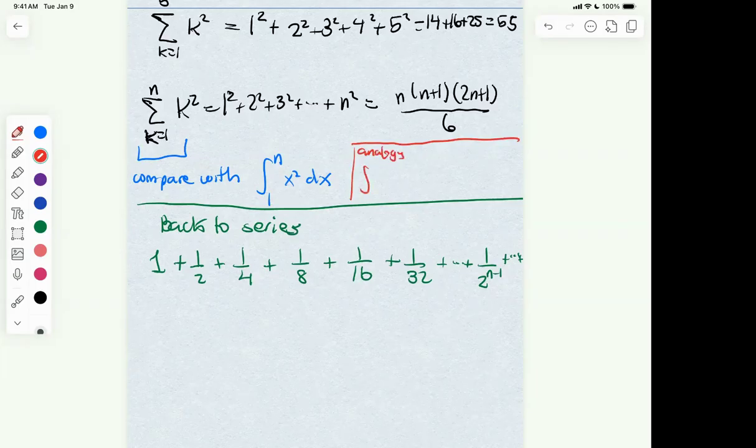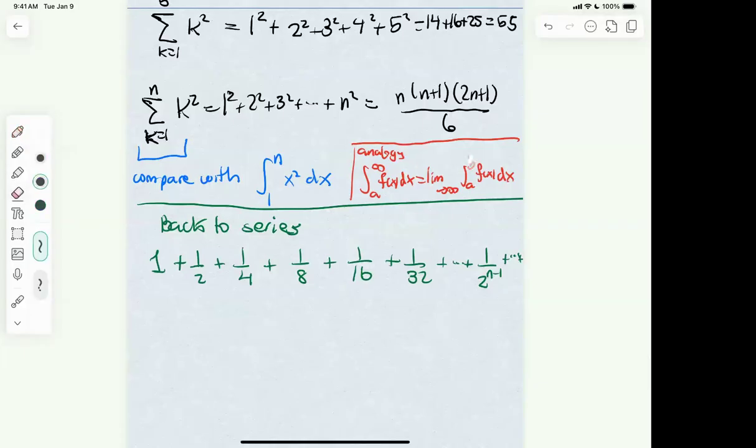What was the integral from a to infinity of f of x dx? That was the limit as b goes to infinity of the integral from a to b of f of x dx, right? And I'll be even more clever: instead of calling this b, I will call it n. So it's the limit as n goes to infinity of that finite integral, right? So we're going to do something similar.